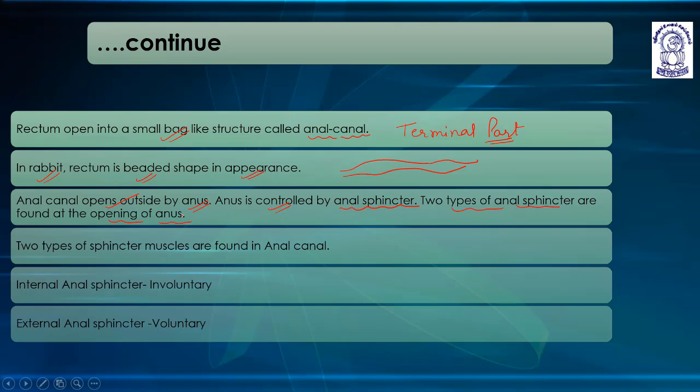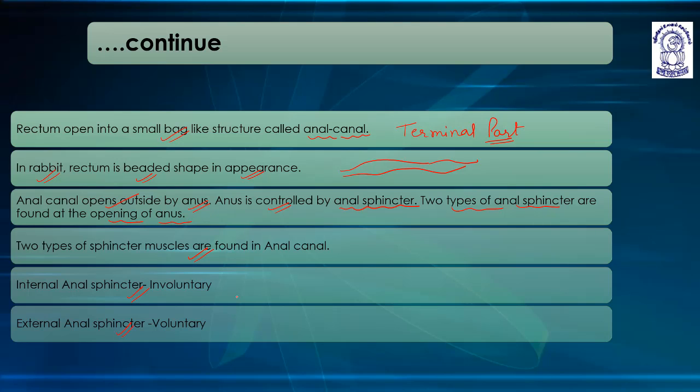So the rectum opens into a small bag-like structure known as the anal canal. In rabbit, the rectum is beaded in shape. The anal canal opens into the anus. The anus is controlled by the anal sphincter. There are two types of anal sphincter which guard the opening of the anus. These two types of sphincter muscles are found in the anal canal: the internal anal sphincter and the external anal sphincter.